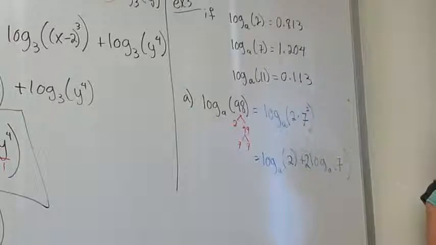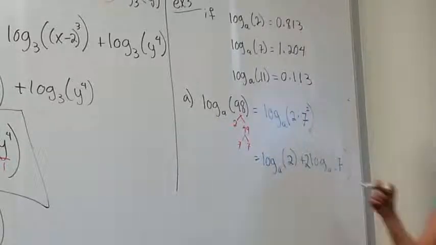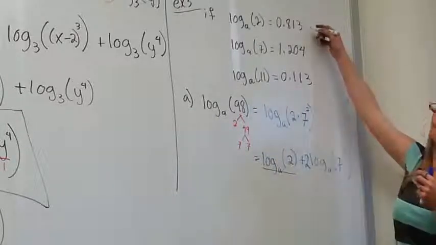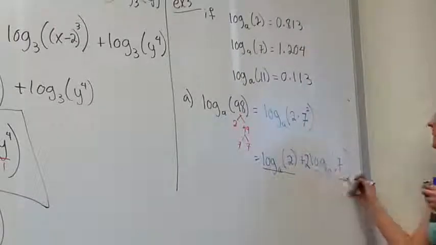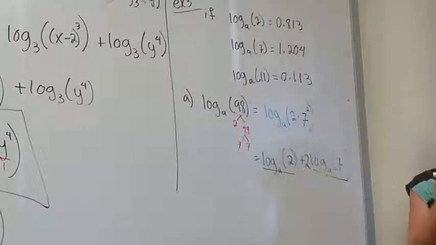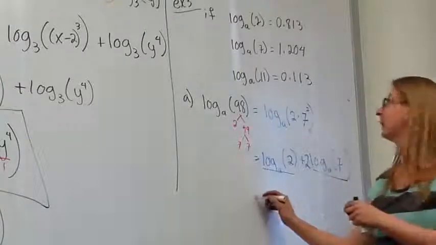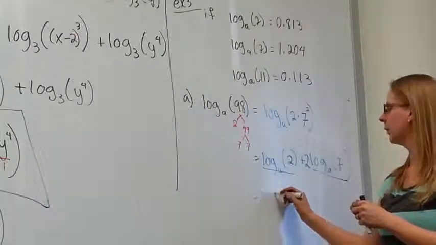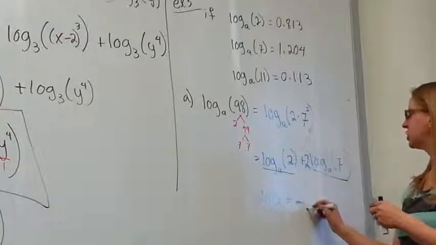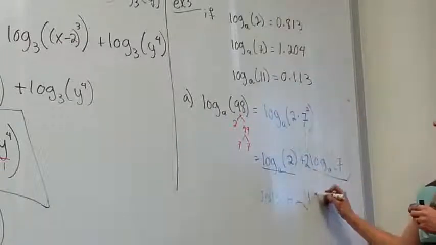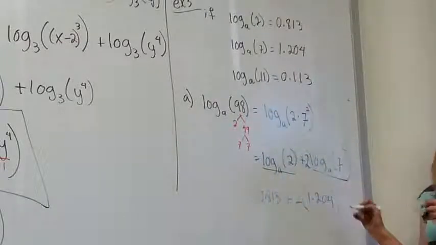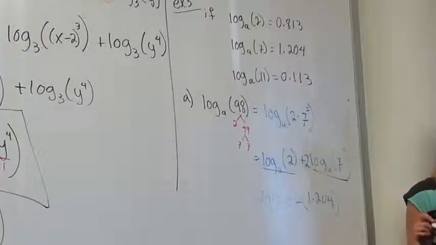You guys see that? Because what I've now done is log base A of 2, I know. Log base A of 7, I know. So now I just can plug in the numbers. So this becomes now 0.813 plus 2 times 1.204. Can you guys see that okay?